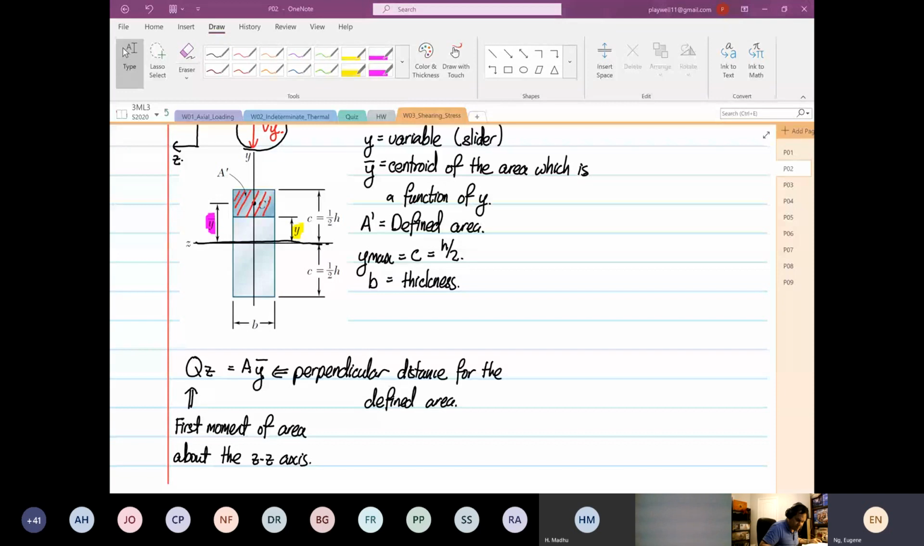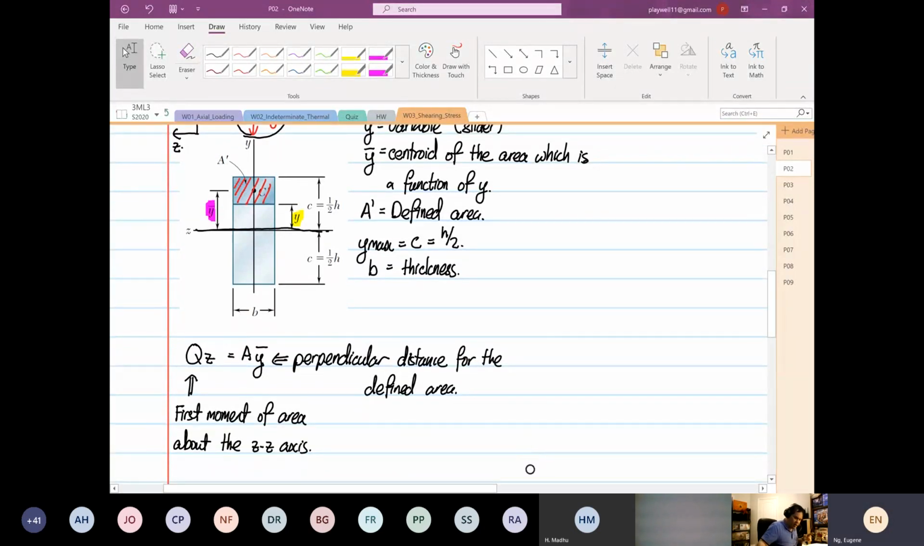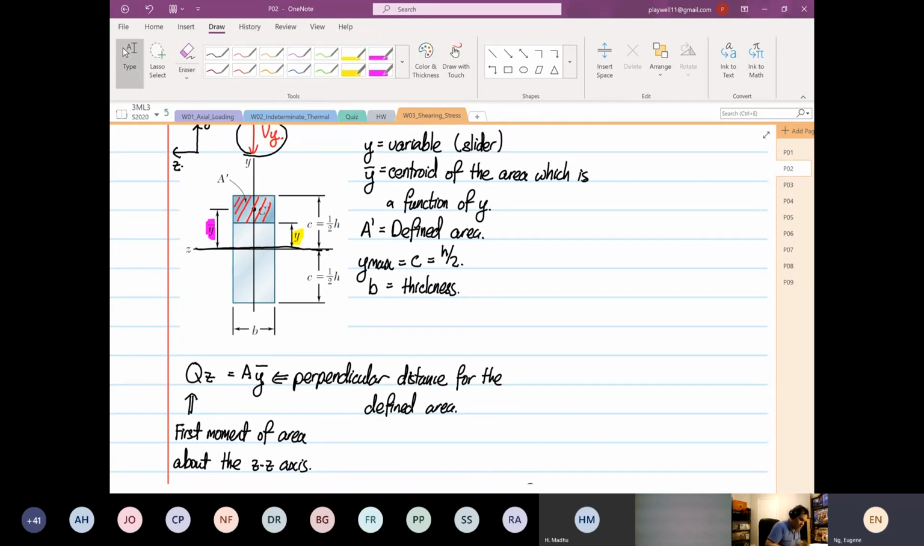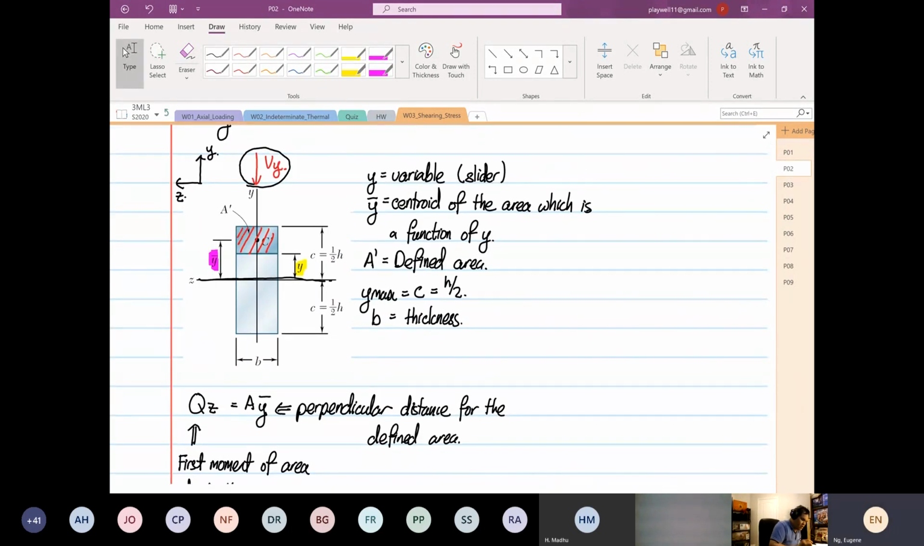So okay, I think I have to explain again. So we call it first moment of area because of what? When we take moment is equal to force multiplied by what? Perpendicular distance. First moment of area means we take the area multiplied by the perpendicular distance. That's why we call it first moment of area. Okay. Now, this is with respect to your what? To your direction of your Vy.